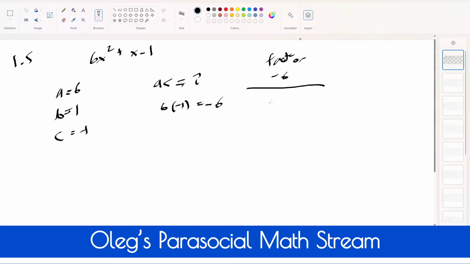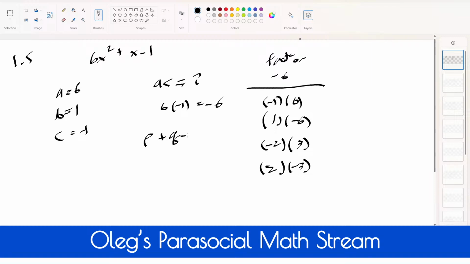So that's going to be negative 1 times 6. That's going to be 1 times negative 6. That's going to be negative 2 times 3. And that's going to be 2 times negative 3. Okay? What do we want? We want P plus Q is equal to B. P plus Q is equal to 1.